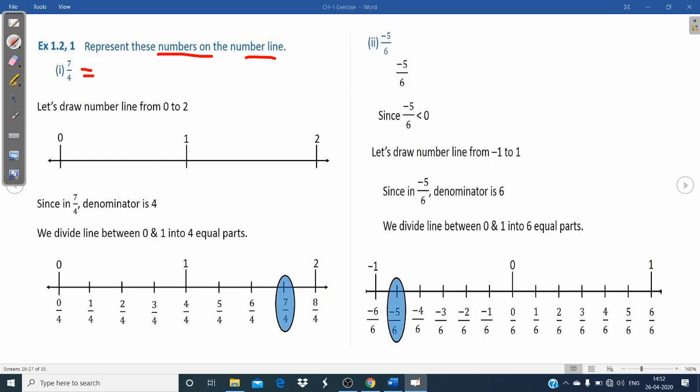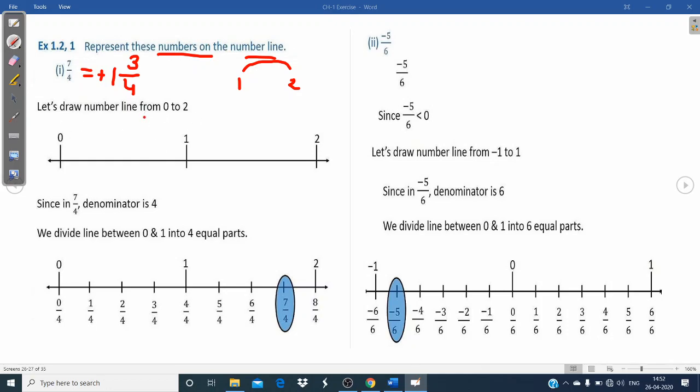This 7 by 4 can be written in the form of a mixed number. I can write it as 1 3 by 4. You can see that by default no sign is there, and if no sign is there, we consider it as plus. So you have to go till plus 1. After plus 1 you have to represent this 3 by 4. So this number will be between 1 and 2. Somewhere between 1 and 2 this rational number will lie.